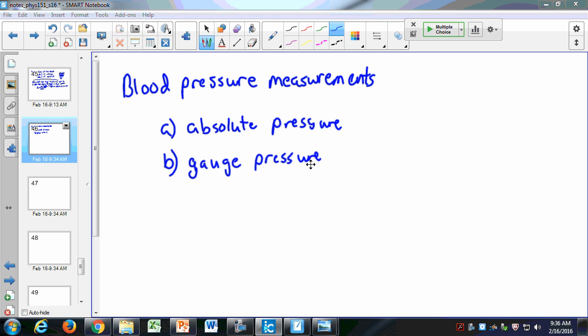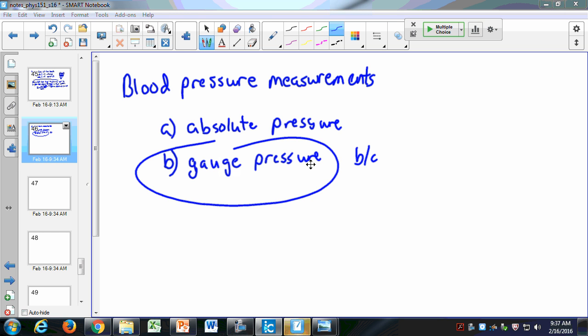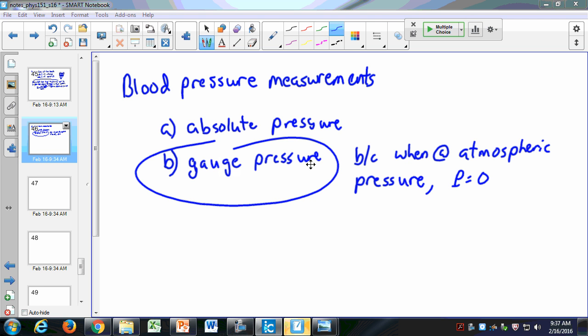In a similar way, your sphygmomanometer, whatever, yeah, that thing, it also is sitting in the atmospheric pressure. So it's measuring a gauge pressure, not absolute pressure. Because when it is at atmospheric pressure, and atmospheric pressure is nothing to bat an eyelash at, it's fairly high pressure, 100,000 newtons per square meter. When it's at atmospheric pressure, it measures a pressure equal to zero millimeters of mercury.